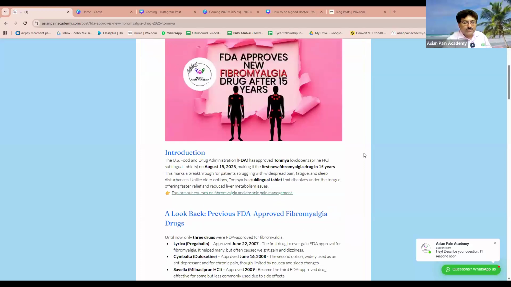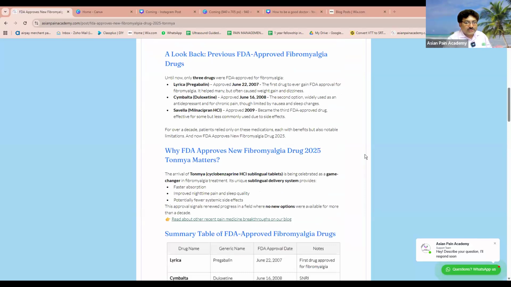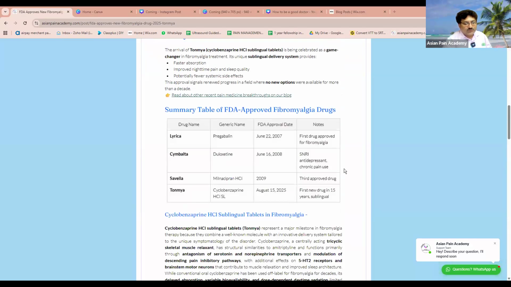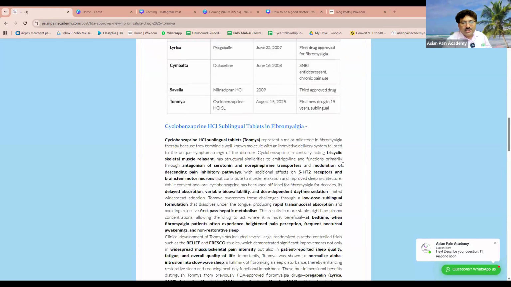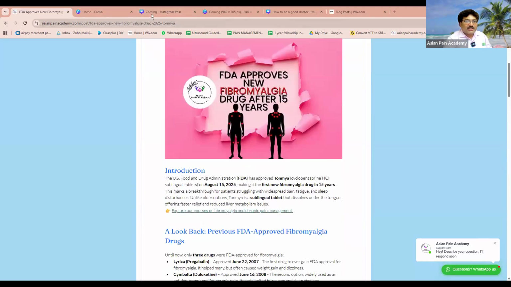But before that, let me show you this one of the blog posts I posted and shared with you as well. This is about the newer drug named Tonmya, cyclobenzaprine hydrochloride sublingual tablets, where some benefits have been shown. Whatever I know about it today is theoretical only, but definitely when it comes to India, we'll use it and inform you in the courses what the responses are and how we are getting them with the patients as well. So please read this article on the Asian Pain Academy website. Any questions?